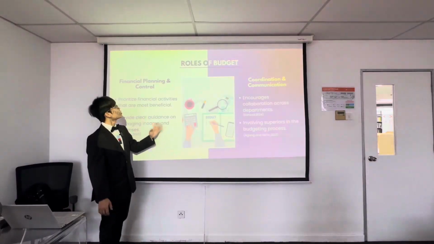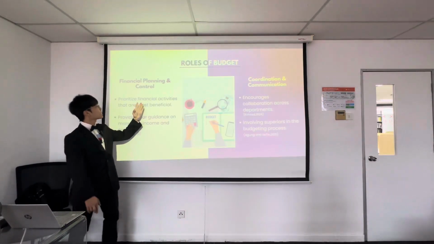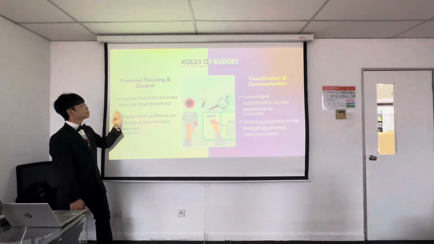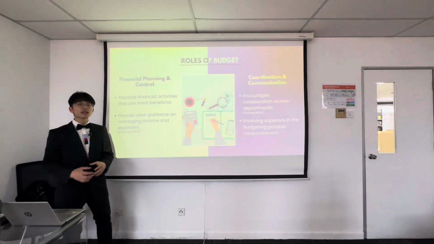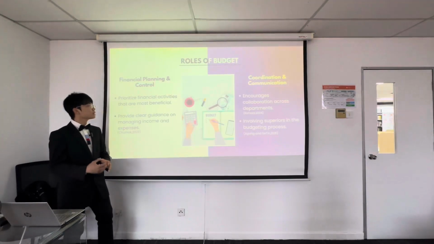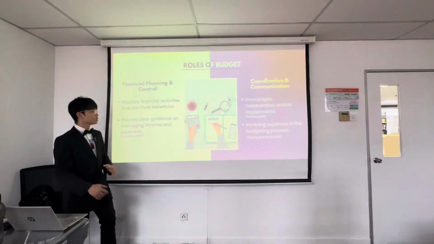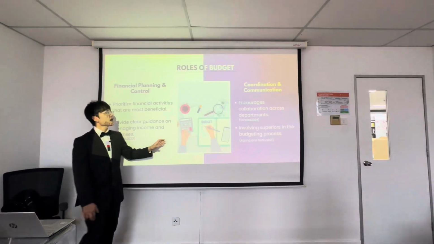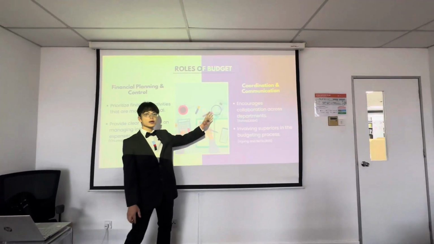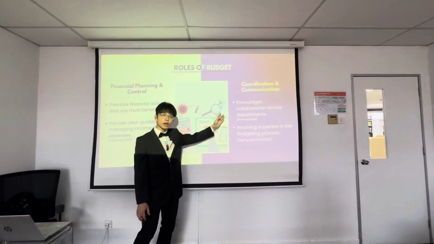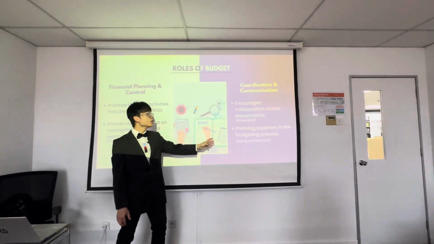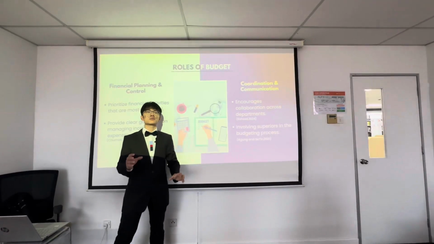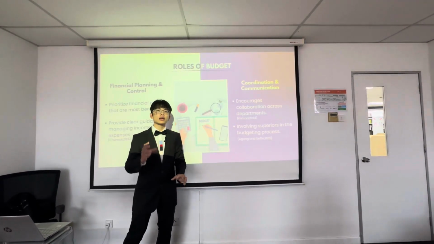Next, I'm going to talk about the roles of a budget. Financial planning and control is one of the roles of a budget, where it prioritizes the financial activities that are most beneficial, which means the budget will analyze which activities are most beneficial for the organization. It also provides clear guidance on managing income and expenses. Coordination and communication is also one of the roles, where it encourages collaboration across different departments. Involving superiors in the budgeting process is also important for them to understand the difficulties the employees are facing.